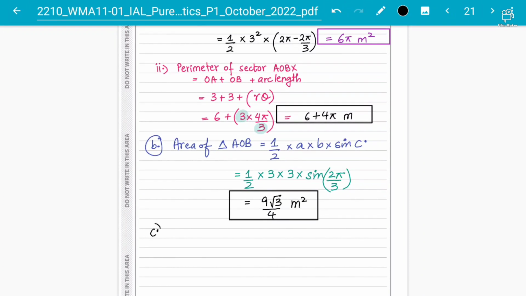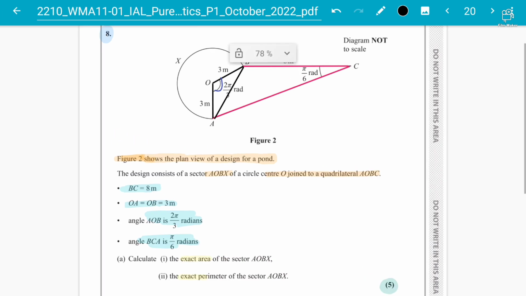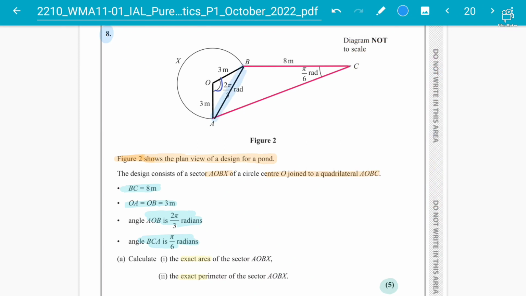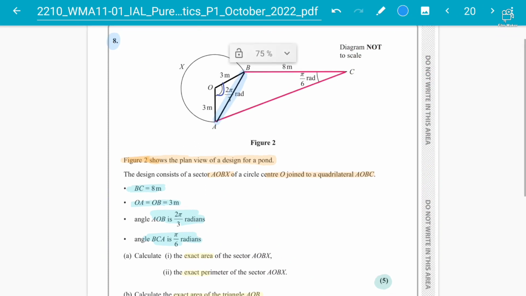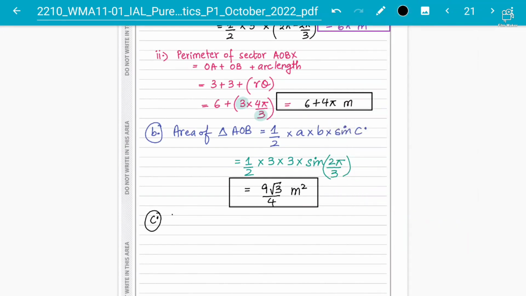Part C says that, sir, we have to show that the length of AB is 3 square root 3 meter for 2 marks. So we have to show this length. I'm always representing in the diagram so we understand what we have to do. So you have to get the length of AB, students. So let's get started on that as well. In order to find the length of AB, because it's not a right angle triangle, we can't apply sine, cos, tan ratios. We'll have to apply what, sir?